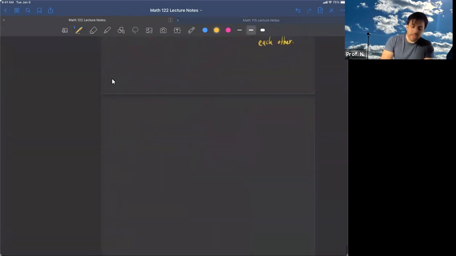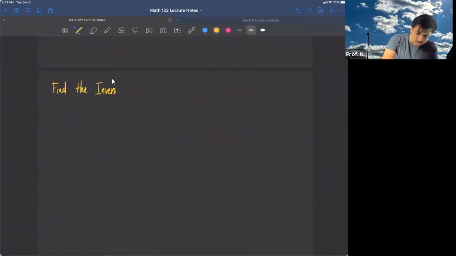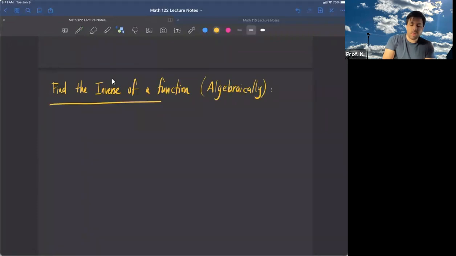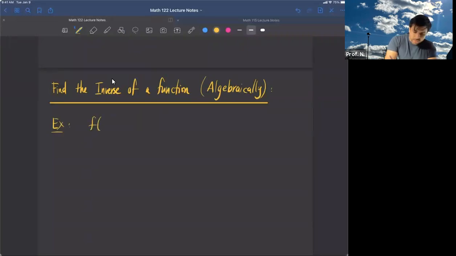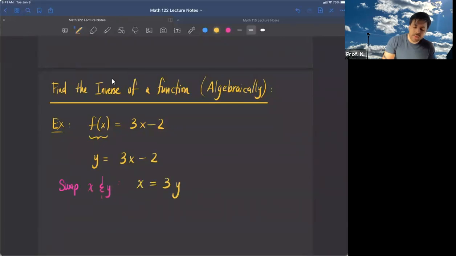So a last little thing here is how do we find the inverse of a function? And this is algebraically speaking. So an example. Let's say I want to find the inverse for f of x equals 3x minus 2. So what I do is I'm going to rewrite this as y equals 3x minus 2. And then I'm going to swap x and y. So when I swap the x and the y's, what do I get? I get x equals 3y minus 2.